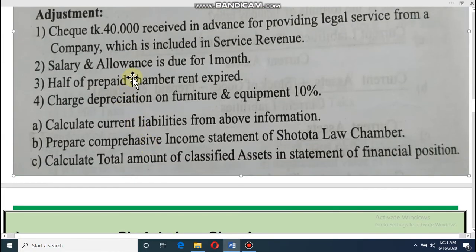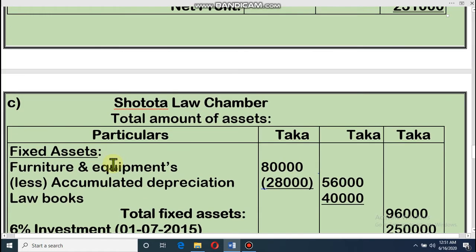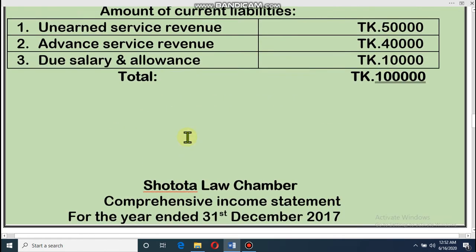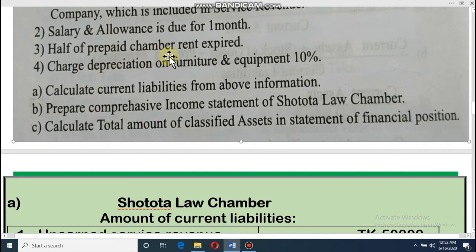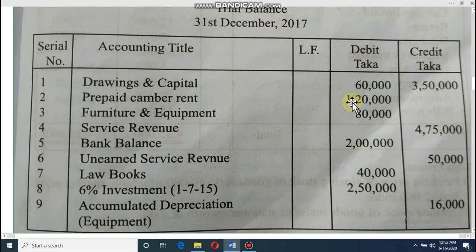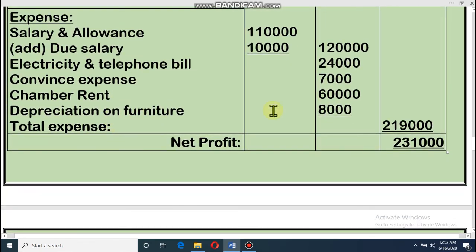Salary: earlier we calculated salary due for 1 month, so we have to add due salary to the amount of salary. So 1,10,000 plus 10,000 equals 1,20,000 total salary. Then another adjustment, half of prepaid December rent expired. That means earlier we gave December rent 1,20,000 and half has expired. So half is our expenditure.